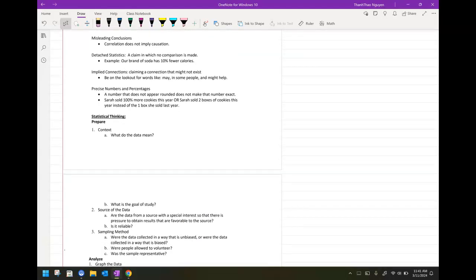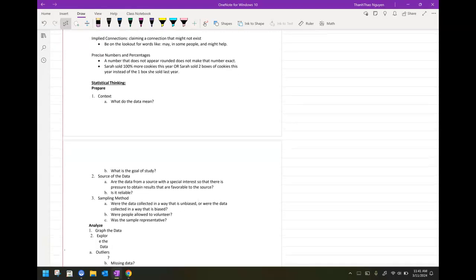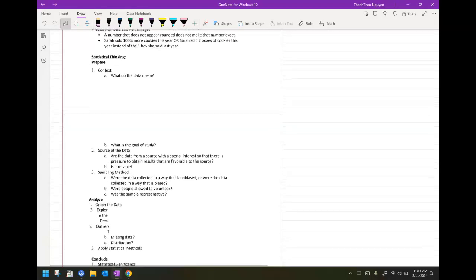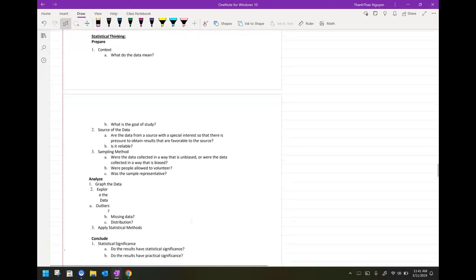Statistical thinking. When you look at a statistics problem, you need to ask yourself, what does the data mean? What is the study of this? What is the goal of this study? Where does this data come from? Is it reliable? What method is the data being collected by? Okay.